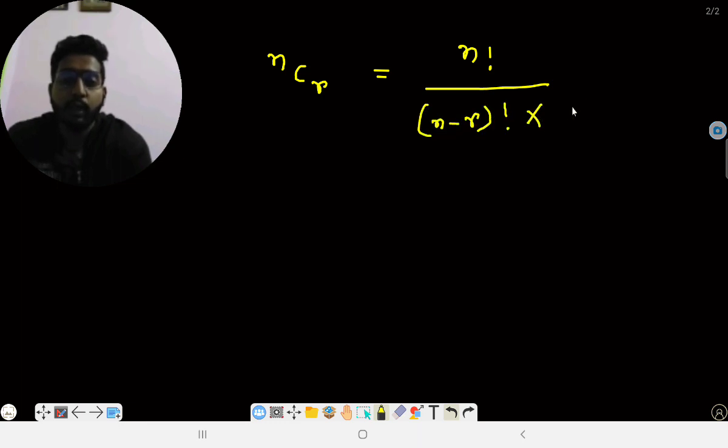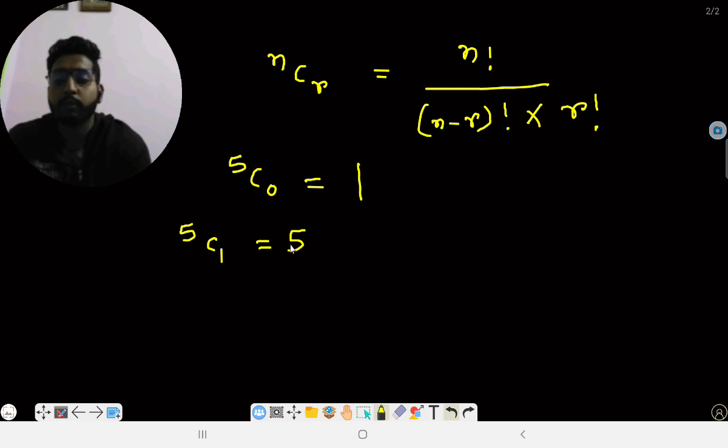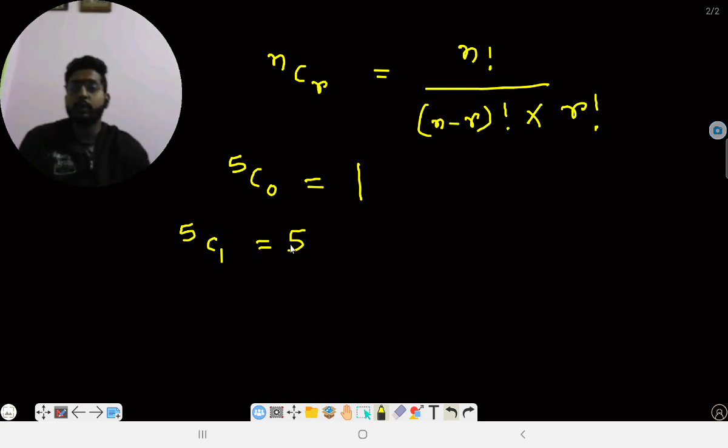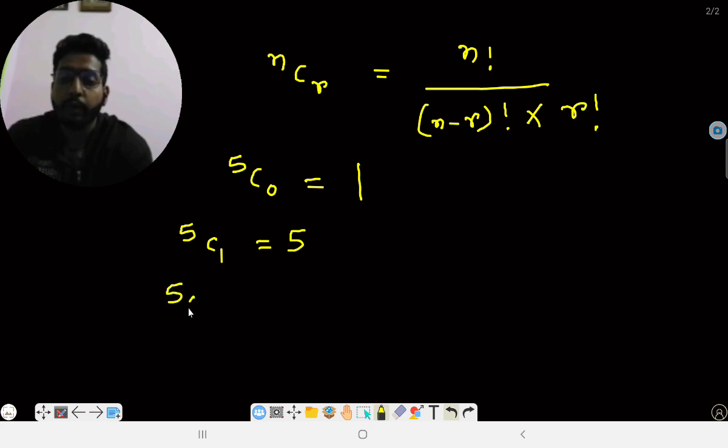Now what are 5c0, 5c1, 5c2? We have to find the value of these. So how to find them? We know the formula for nCr: n factorial by (n minus r) factorial into r factorial. So first of all 5c0, something c0, that will be 1. Next one is 5c1, that is 5 only. 5c1 is 5, 4c1 is 4, 3c1 is 3, like this. Now 5c2, how to find this one?